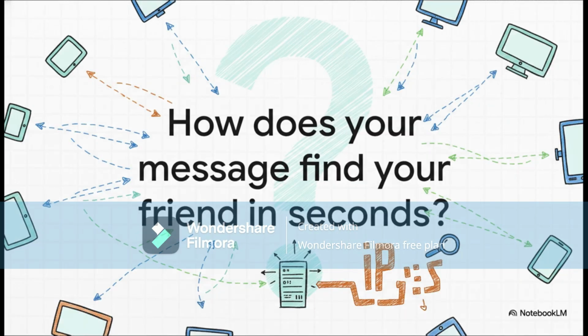I mean, really think about it. You hit send on a message and poof, it's on your friend's screen, maybe halfway across the planet, in just a few seconds. How on earth does the internet know where to send it among billions and billions of devices? Well, it's all thanks to the magic of the IP address.